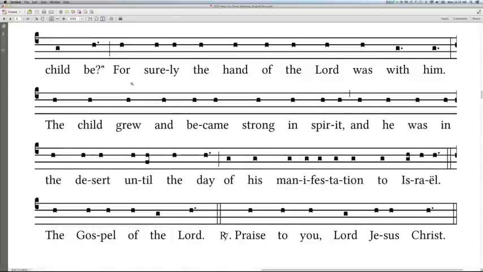"The child grew and became strong in spirit, and he was in the desert until the day of his manifestation to Israel." So again, this one doesn't break up as well. I suppose I could have done, "The child grew and became strong in spirit." But then the ending would have gone on forever. And "he was in the desert until the day of his manifestation to Israel." I suppose that would have been fine. I suppose I could have done it that way. So anyway, you figure out the ending.